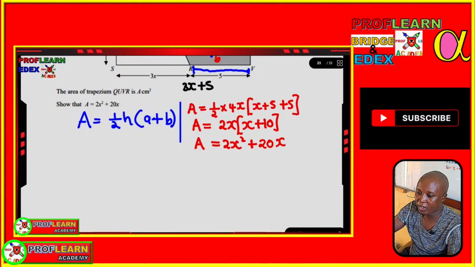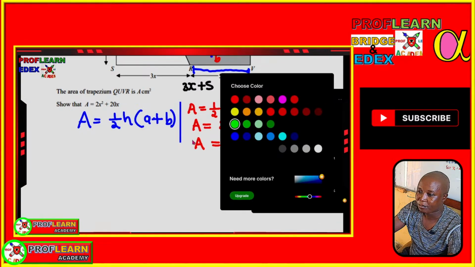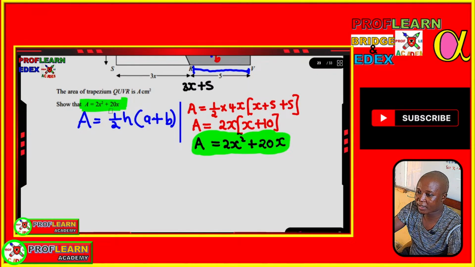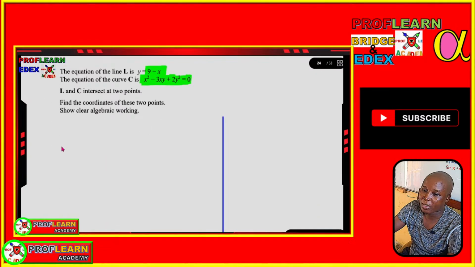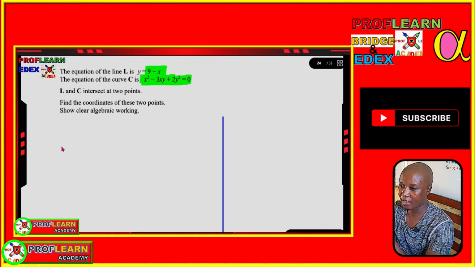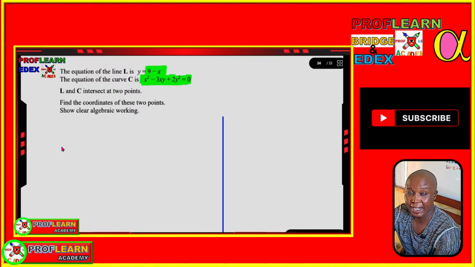Okay, so moving to the next part. Moving to the next question, this is the answer. We shall be able to move down. Now the next part is a question to do with how to solve simultaneous equations, whereby one is linear and the other is a quadratic equation. Of course, we can use the method of substitution.